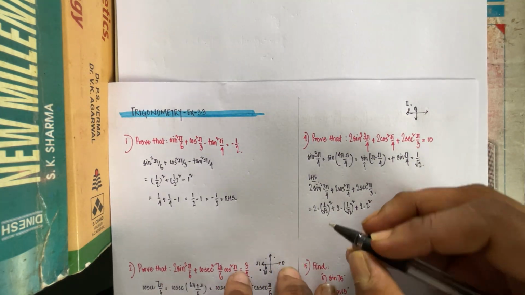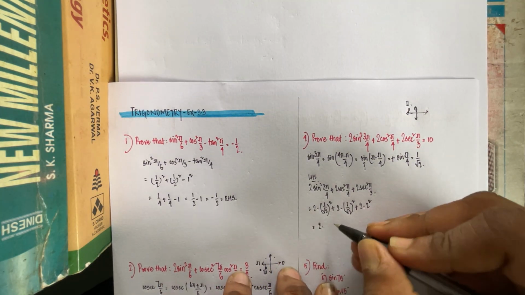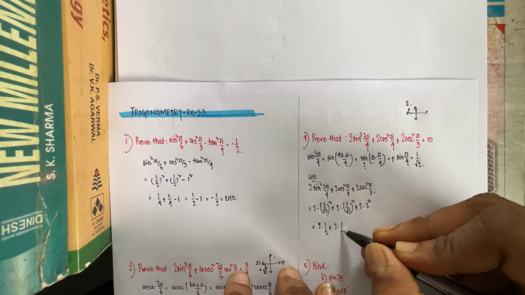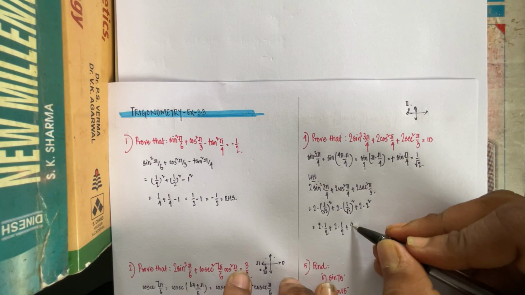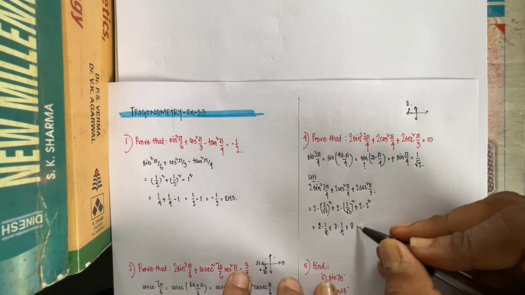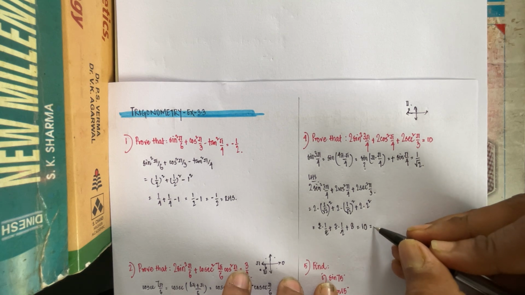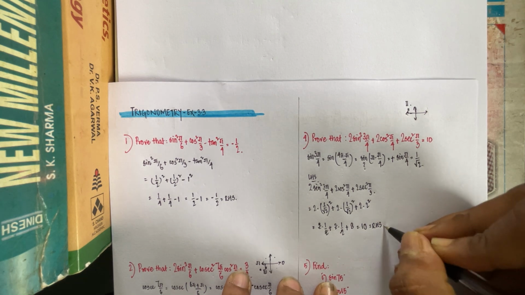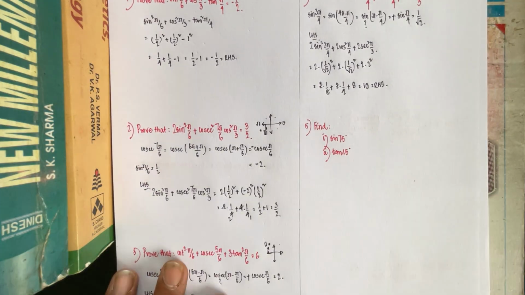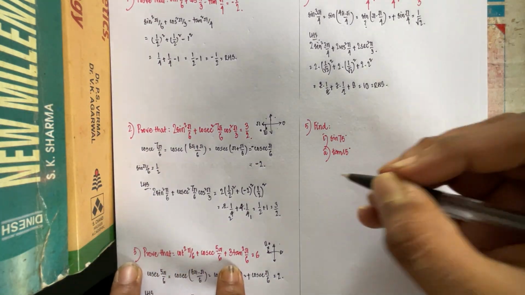Now if we put the values, it will be 2 into 1 by 2 plus 2 into 1 by 2 plus this one will be 8. So these two cancel out. 8 plus 1 plus 1, that is 10, and that is our right hand side. Okay, let us move to question number 5, where we have to find out the value of sine 75.